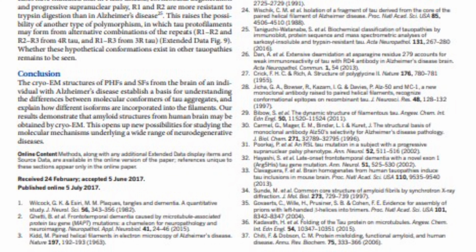The cryo-EM structures of AD PHFs and SFs establish a basis for understanding the differences between molecular conformers of tau aggregates, and explain how different isoforms are incorporated into the filaments. Our results demonstrate that amyloid structures from human brain may be obtained by cryo-EM. This opens up new possibilities for studying the molecular mechanisms underlying a wide range of neurodegenerative diseases.